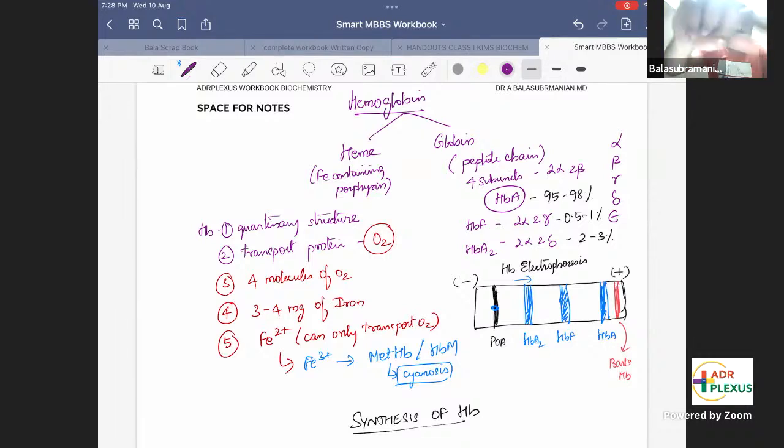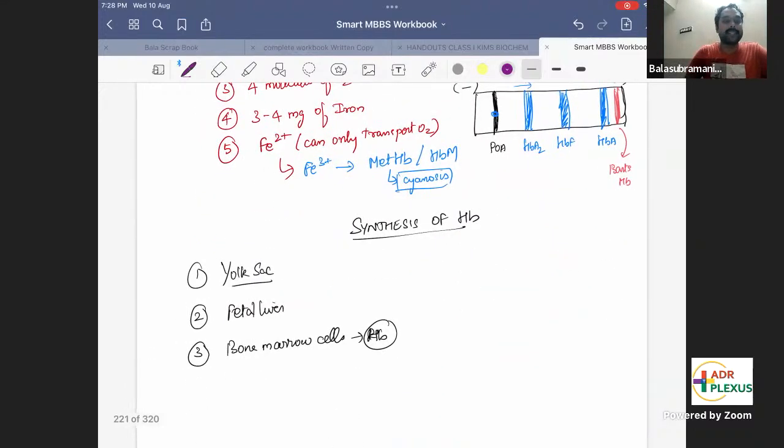So how is hemoglobin synthesized? Hemoglobin is synthesized starting from conception. At the time of conception, it's from the yolk sac, and as the baby matures, it shifts towards the fetal liver. Around the time of birth, at about 36 weeks, the primary site of hemoglobin synthesis is the bone marrow cells. So that was the first page I have taught you.